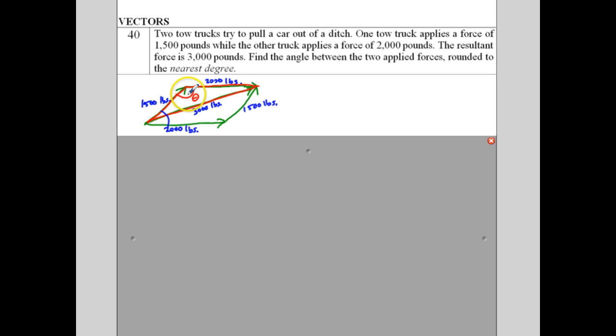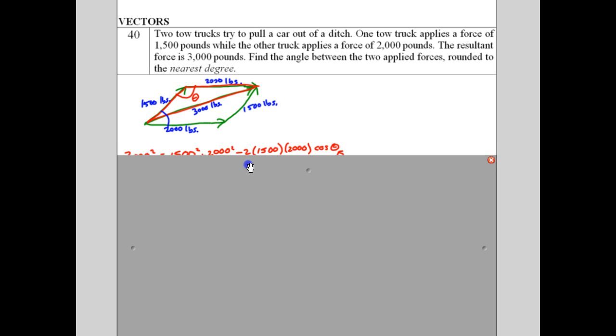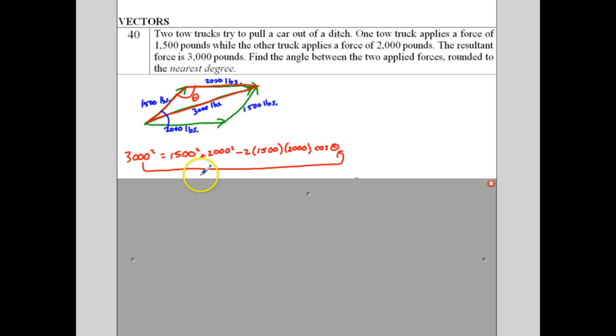I have to think about what I want to do to solve this triangle with a side, and I want to know an angle. I'm going to use the law of cosines here. There's our setup for law of cosines. The 3,000 is all by itself because it's across from the angle. I made a little mark here. And then you just sub in the other two sides. They're interchangeable.